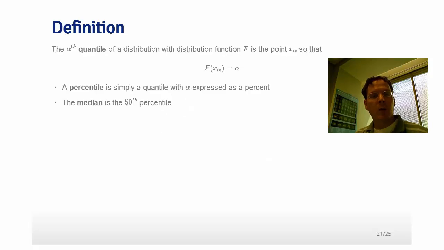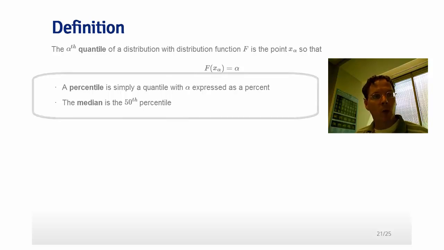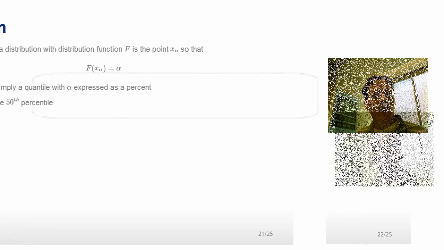We keep finding the data point such that, for example, 95% of the test scores lie below it. That would be the sample 95th percentile. Now we move the x point along until we find the point such that the probability of lying below it is 95% in this population distribution. Again, the percentile is simply a quantile with alpha expressed as a percent instead of as a proportion. And the median, perhaps the most well-known quantile, is the 50th percentile.